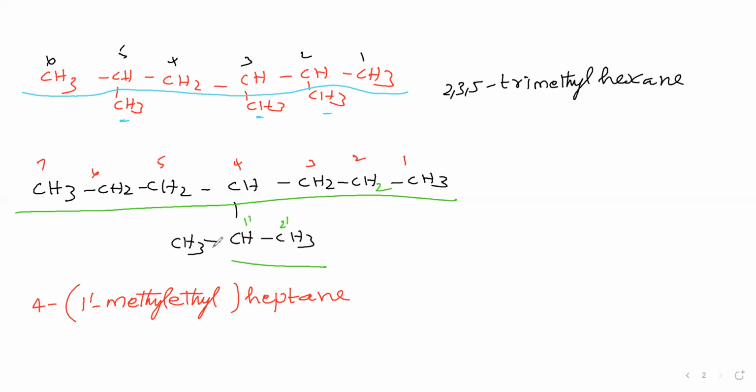If the second carbon is having 2 methyl groups, then we can use the word iso. Then 3 carbon atoms are there, therefore prop and yl, isopropyl. So 1-methyl ethyl can be called isopropyl. This isopropyl group is attached at the fourth carbon of the main parent, therefore 4-isopropyl, 7 carbon atoms, therefore heptane. So 4-isopropylheptane is the name of this compound.